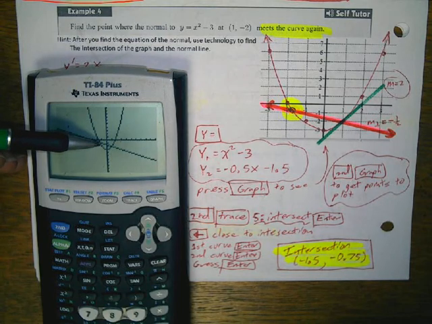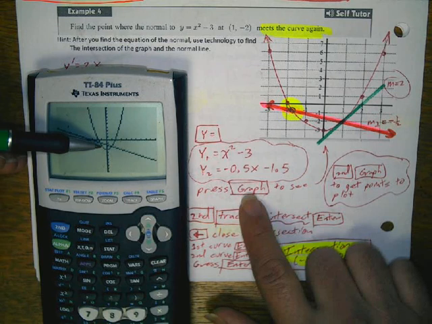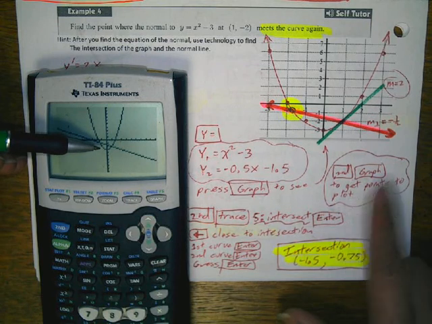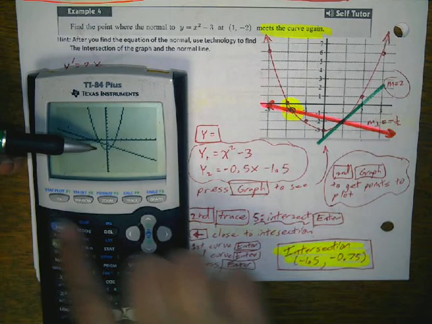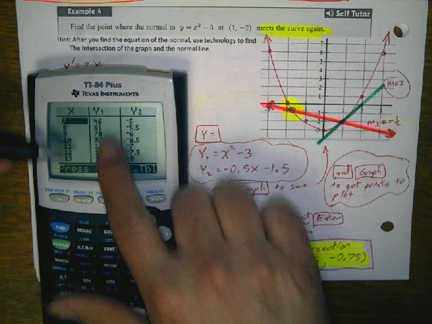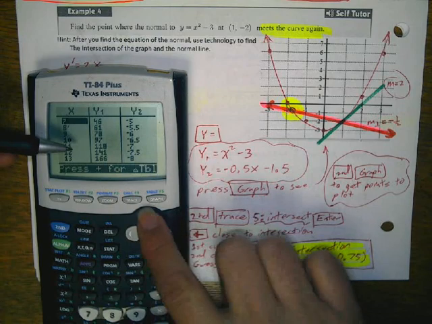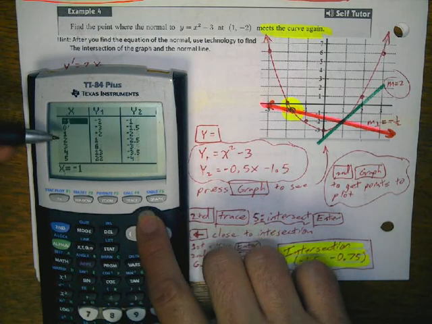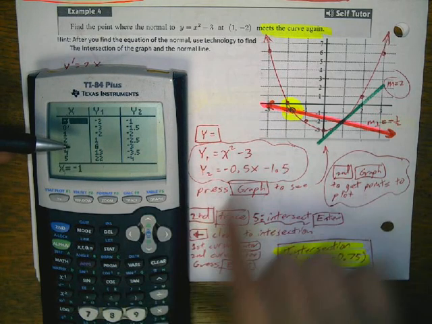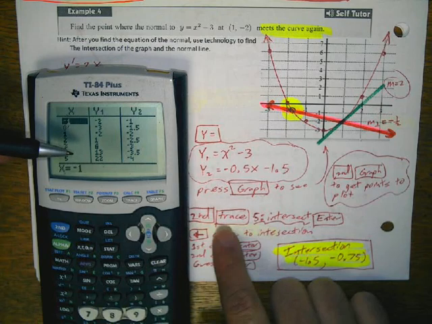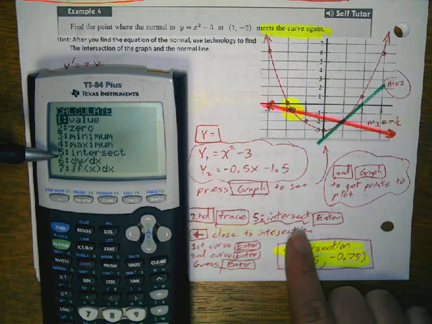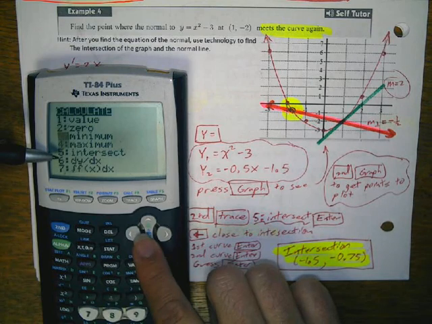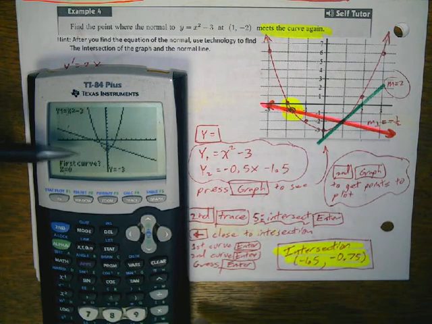So I'm going to press graph to see the picture, which we just did, and second graph to, if I hit second graph, I can plot some points here. So having these points would help me draw the line. Okay, so now I'm going to hit second trace, and then go down to 5 where it says intersect, enter.